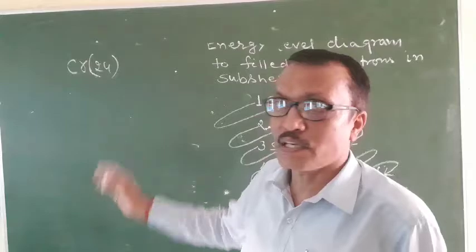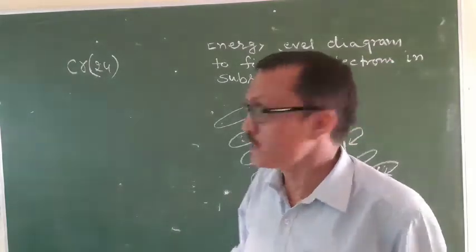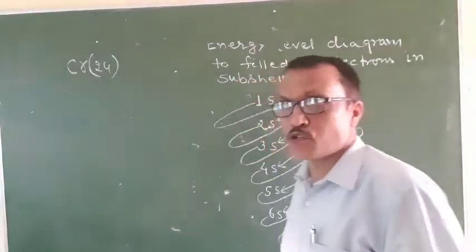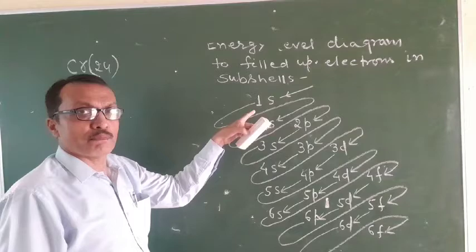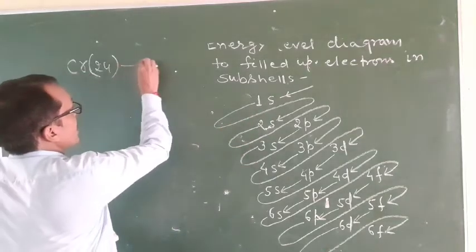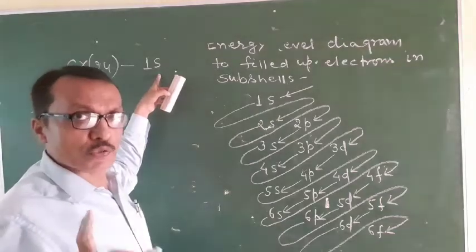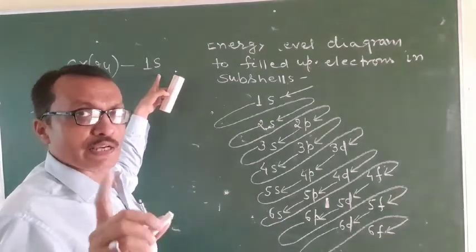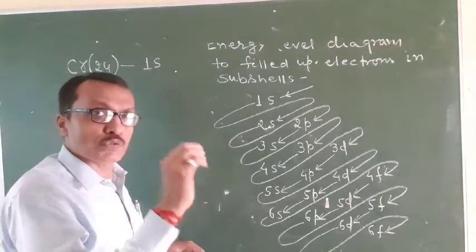Now we have to arrange these 24 electrons in various subcells as per this diagram. So students, think what will happen. First electron will go to first s subcell. So right here, 1s. Now students, in s subcell I told you maximum 2 electrons can be accommodated, and those 2 electrons you have to show in power.